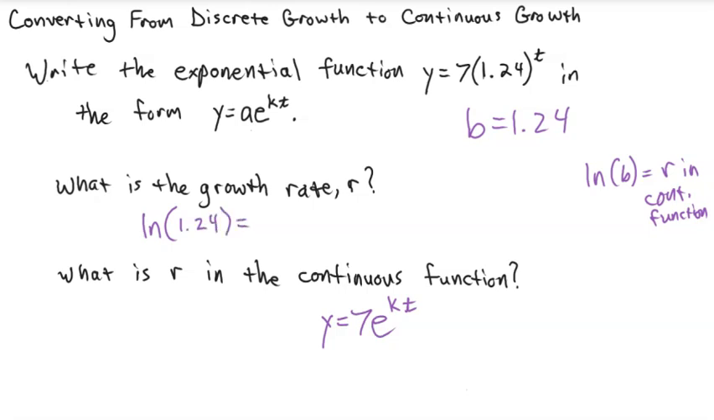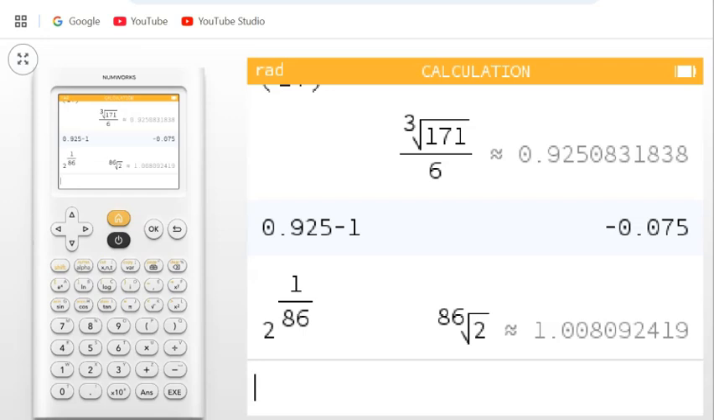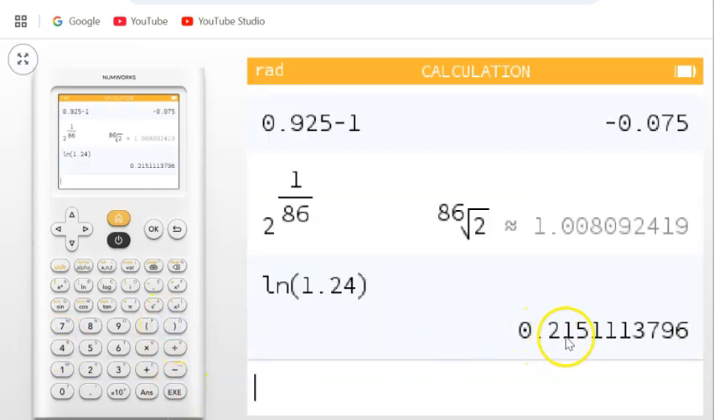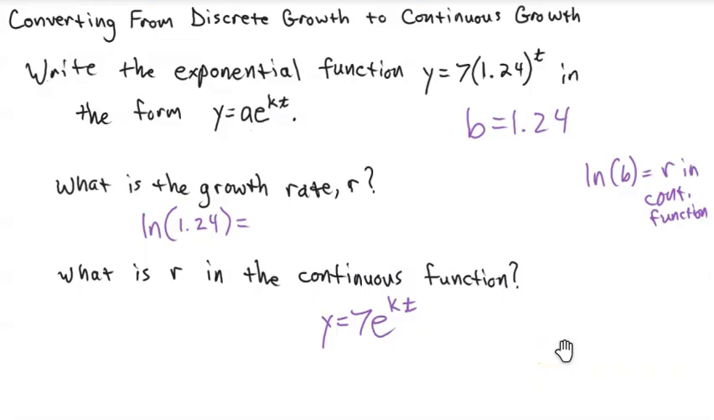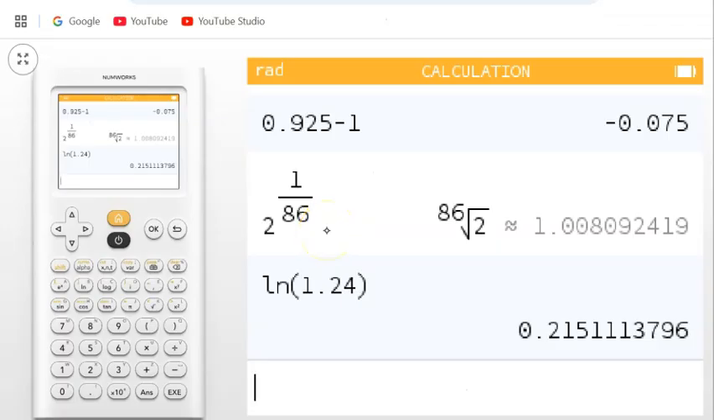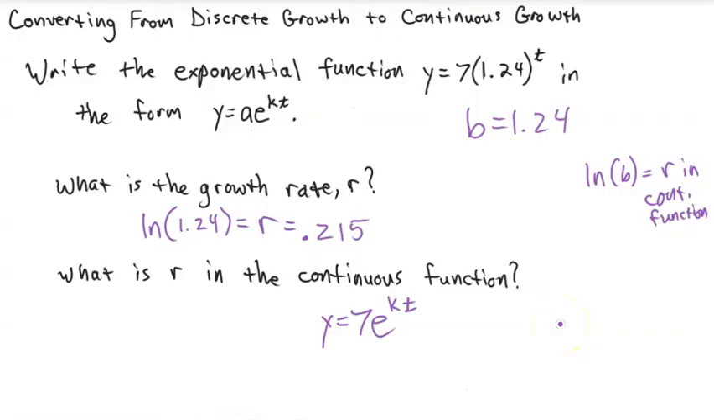And so now we'll go over to the calculator and do the natural log of 1.24 and execute, and we get 0.215. And so r is 0.215. Now that's rounded. After the 5 is a 1, that's why we left it as a 5.